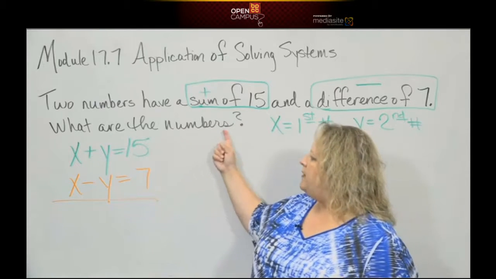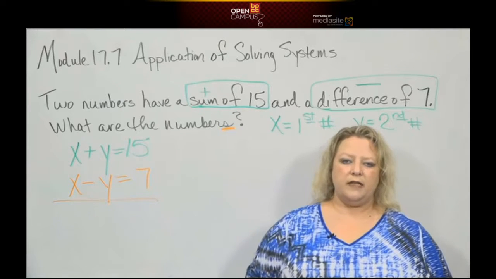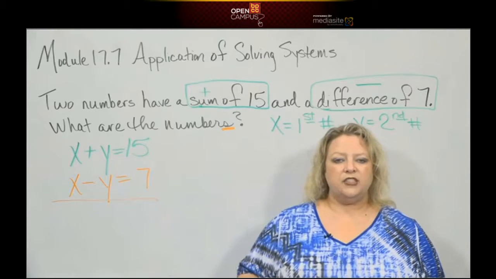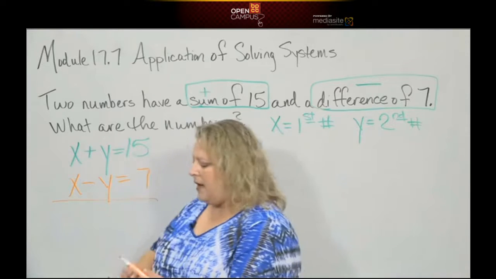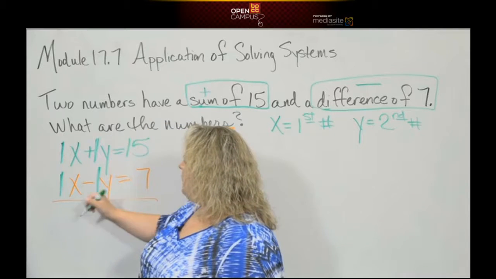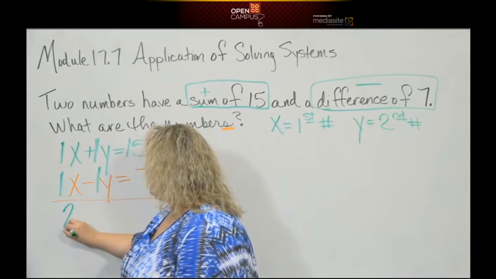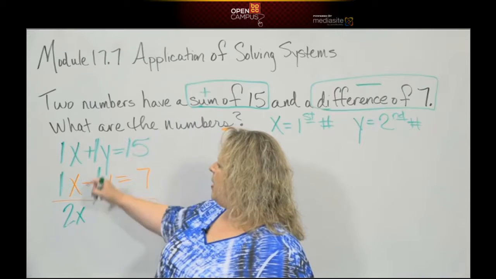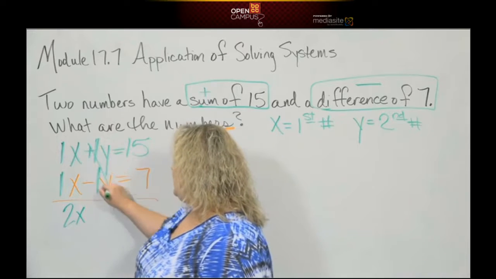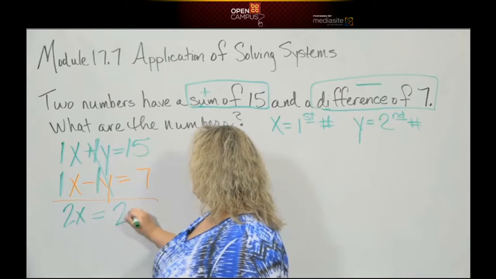It says I want to find the numbers, plural, which means not only do you identify x, but you also identify y. So let's do that. Looking at this, can I use the basic addition method? Look at what I have. My opposites, here they are, okay? If I add my two x's together, I get 2x, right? If I add my y's, I get a positive 1y and a negative 1y. What happens to that? That's right, it goes away. So let's use the addition method. And that is equal to 15 plus 7, which is 22.